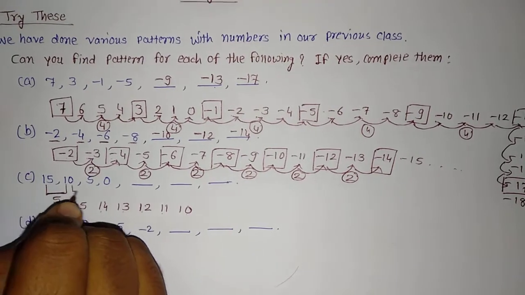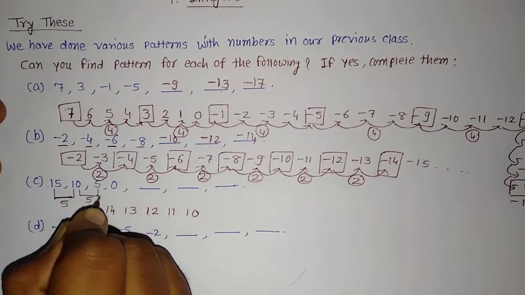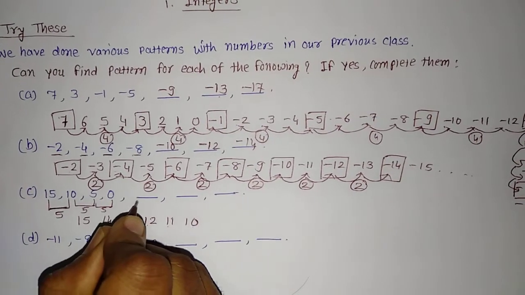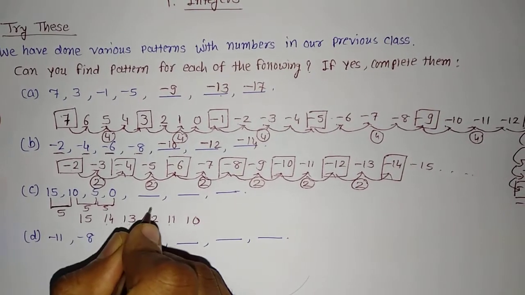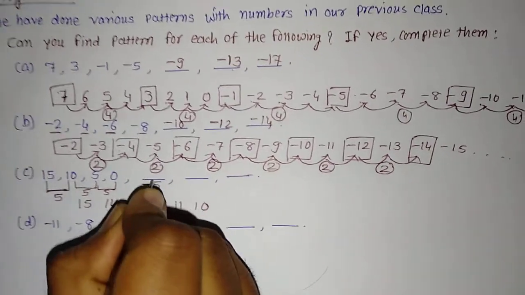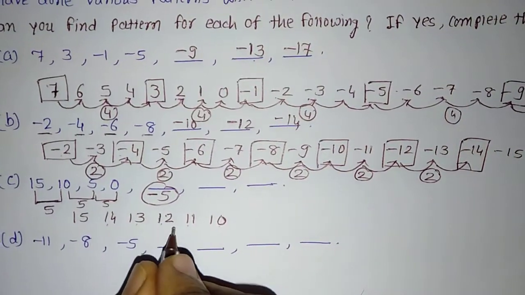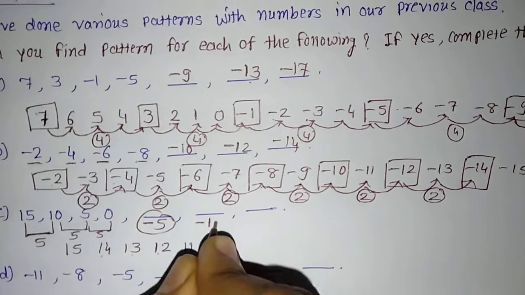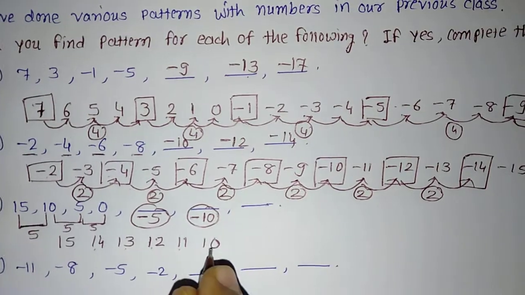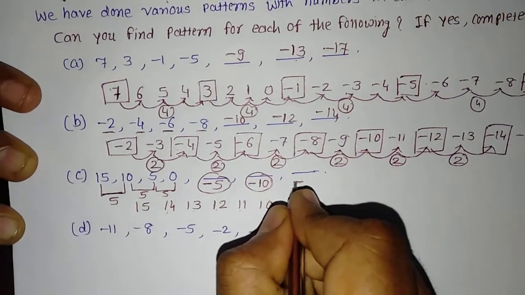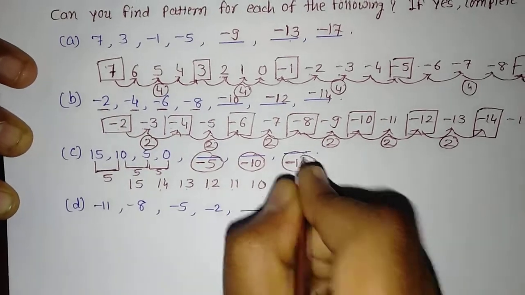Similar way, in between these two, gap of 5. Here in between these two, gap of 5. So similar way, gap of 5 will be there after this 0. If we take the 5 gap after 0, what would be the number? That is minus 5. Again with the gap of 5, it would be minus 10. Again in the same manner with the gap of 5, it would be minus 15. I hope it is clear.